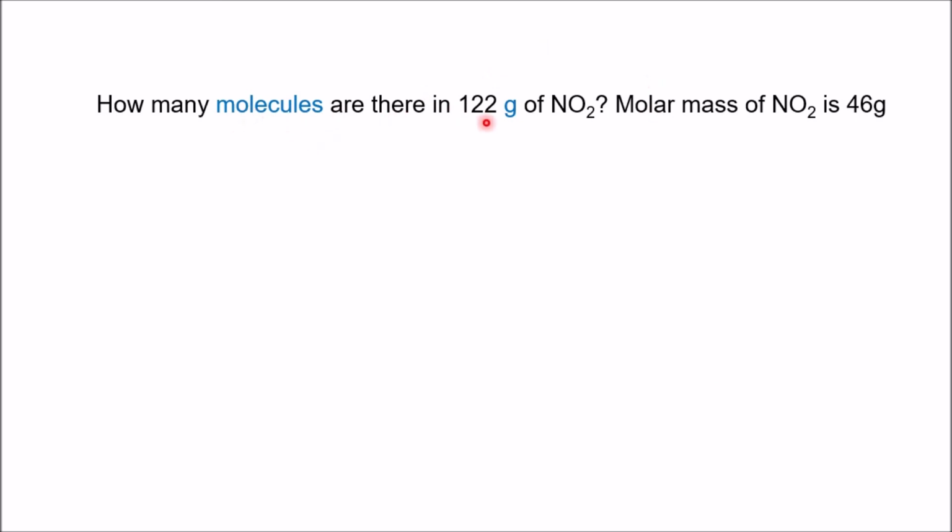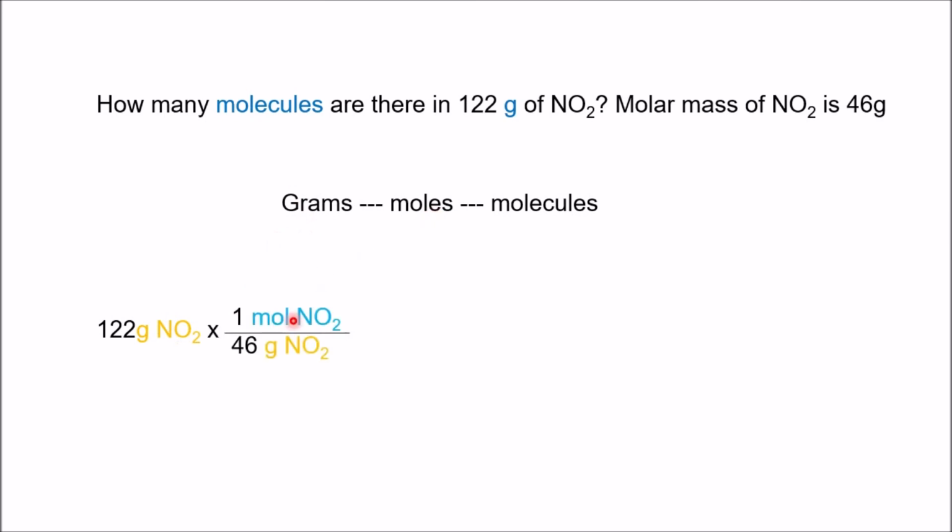Next we solve this problem. How many molecules are there in 122 grams of nitrogen dioxide? Grams and molecules are connected through moles. We start with 122 grams of NO2. Next we write the conversion factor connecting grams to moles as 1 mole of NO2 contains 46 grams of NO2. This is the molar mass of NO2. We write grams of NO2 in the denominator so that the equal units cancel out. We get moles of NO2.